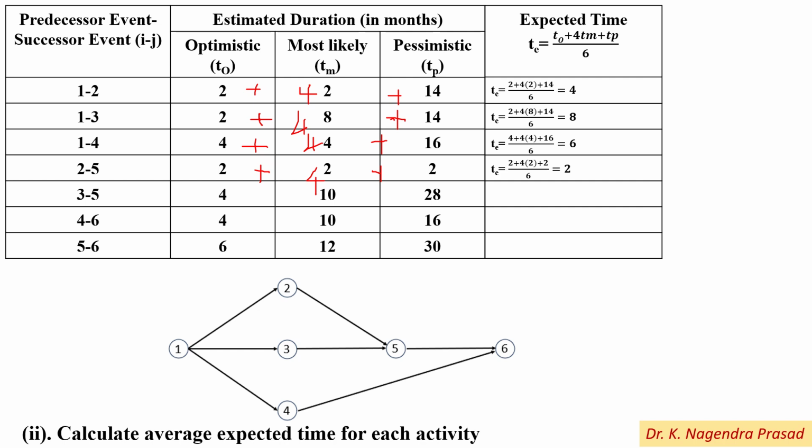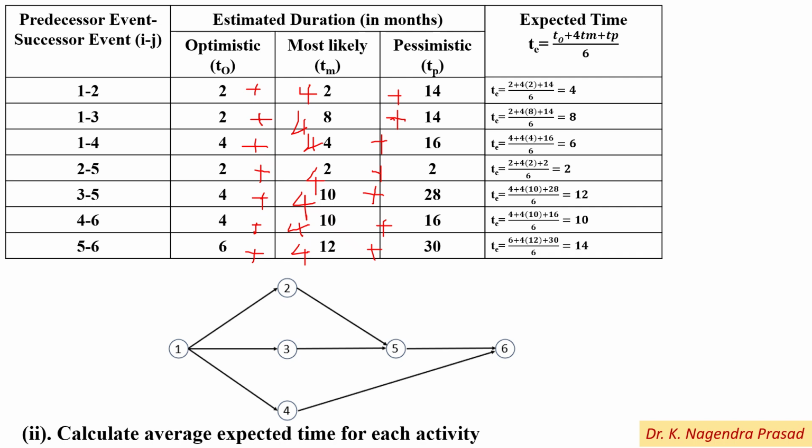Next for the activity 3 to 5, TE equals 4 plus 4 into 10 plus 28 divided by 6, which is equal to 12. Next for activity 4 to 6, TE equals 4 plus 4 into 10 plus 16 divided by 6, which is equal to 10. And last activity 5 to 6, TE equals 6 plus 4 into 12 plus 30 divided by 6, which is equal to 14. So these are the expected times for each activity.